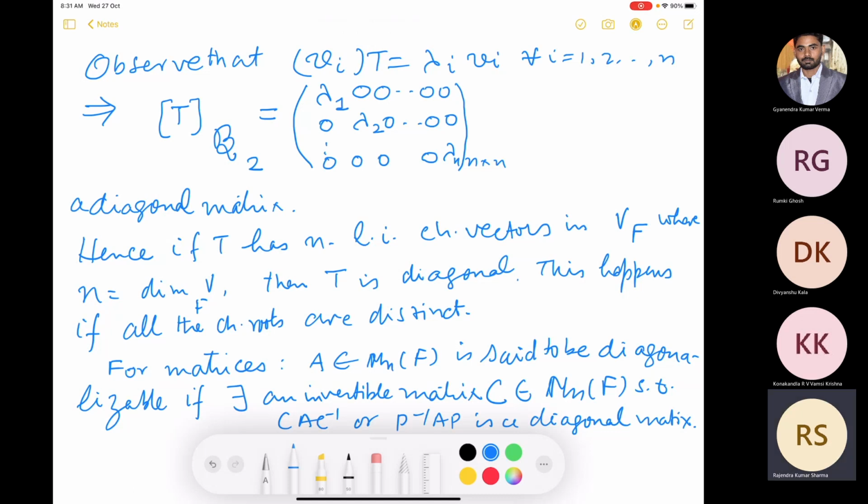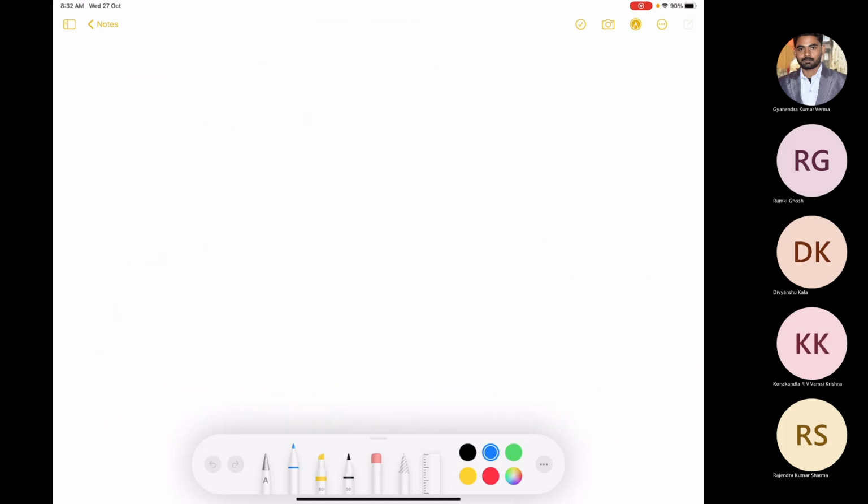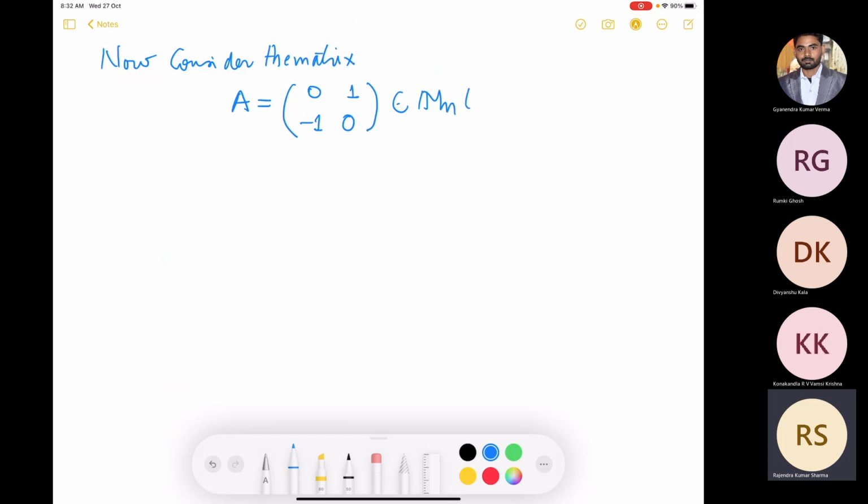But all this discussion is based on the assumption that T has all of its characteristic roots in F. But that may not always happen. Now let us take a matrix. Consider this matrix A, a small matrix, 2 by 2 only, in M_2(F), where F is, let us say, the real numbers. You can see quite interesting situations.